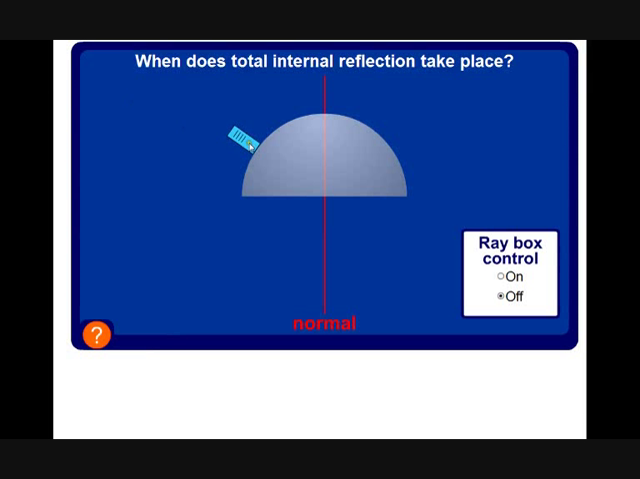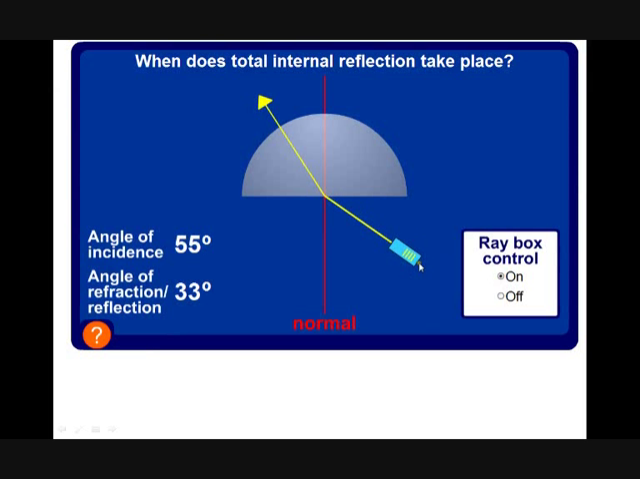Okay, one little complication to this is internal reflection. So here's our same sort of diagram. We've got light coming from the air into the glass. And we can go any angle around here and the light will always go into the glass. The angle of refraction is always less than the angle of incidence.